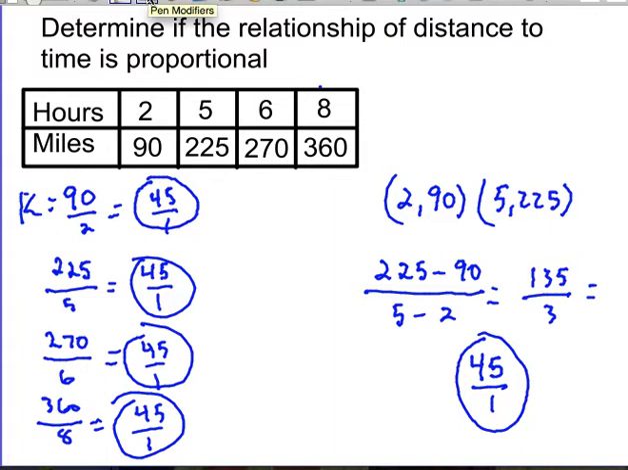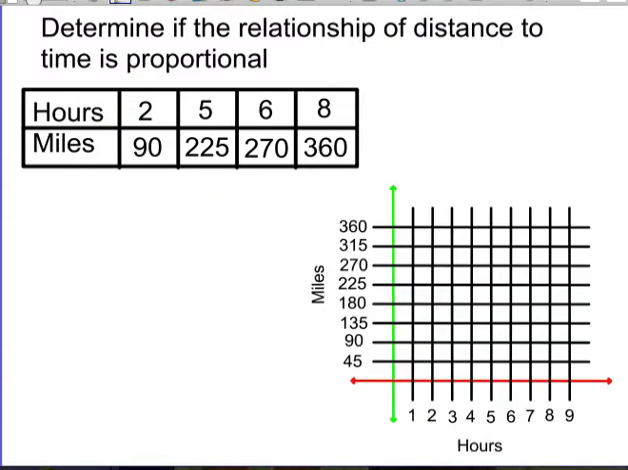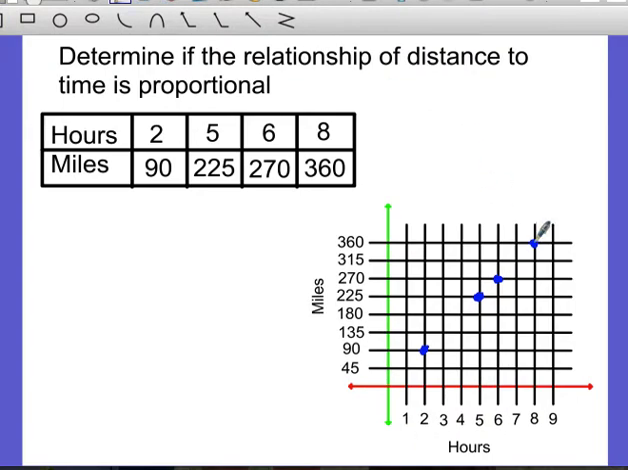So let's bring some of this stuff together. By the way, this next slide has the same information as the last table. We know it's proportional now, so we don't have to go through the steps to show it. But now I want to see what this looks like on a graph. So let's graph it real quick. You've got (2, 90), (5, 225), (6, 270), and (8, 360). And since we're graphing a linear function, we need to make sure that the line goes through the points.